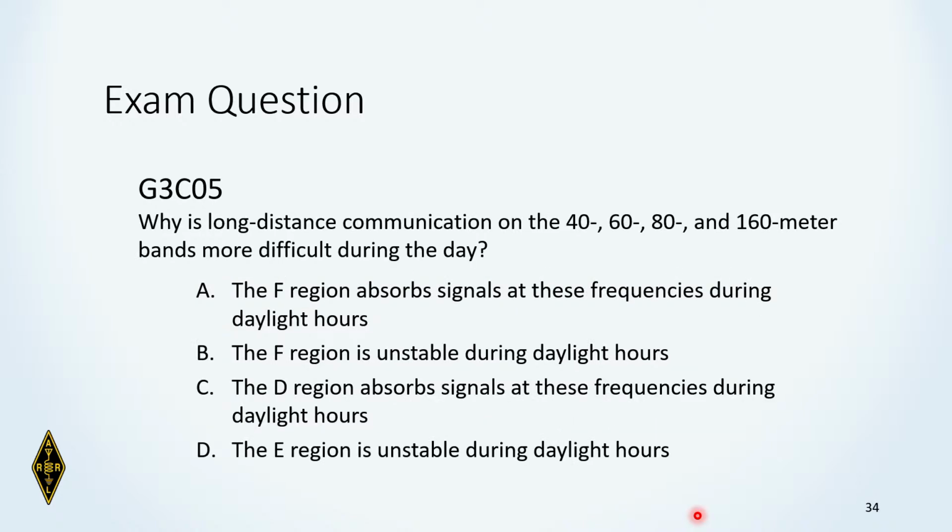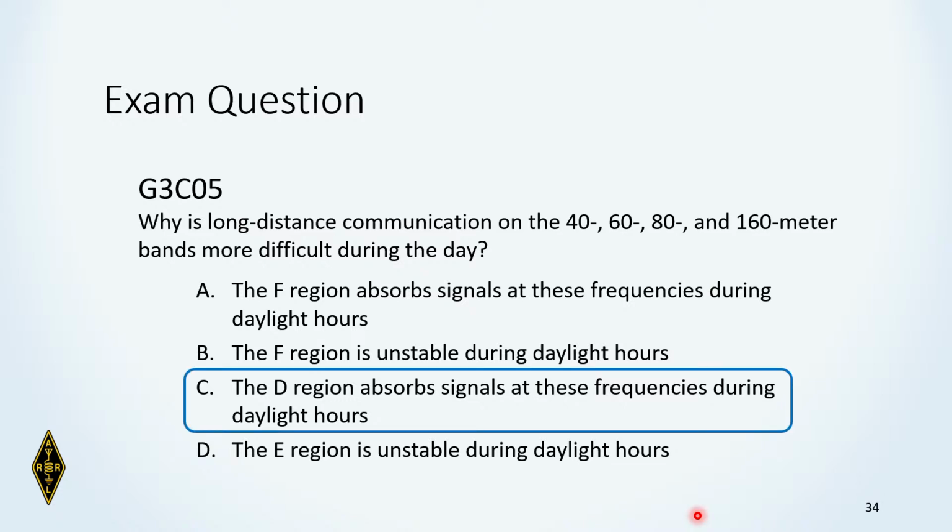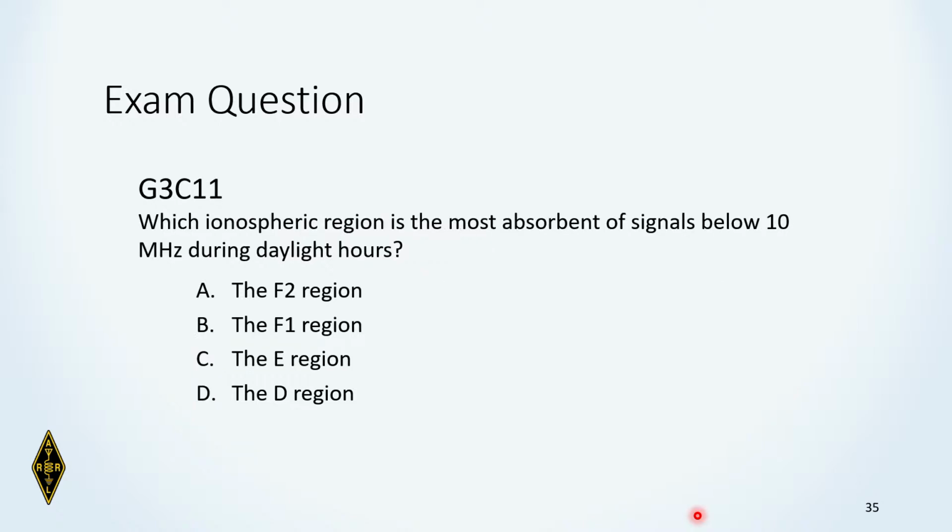Why is long distance communication on 40 meters and 160 meters more difficult during the day? Charlie. Charlie, the D region absorbs signals at these frequencies during daylight hours. Which ionospheric region is the most absorbent of signals below 10 megahertz during daylight? Delta. That's the D region, Delta.